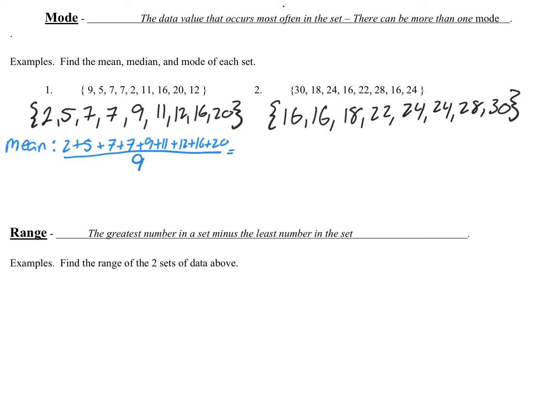All right. And when we put that in our calculator, that will give us our mean. And you can go ahead and just round to the nearest hundredths place if you get a decimal. So this is going to be 9.89.